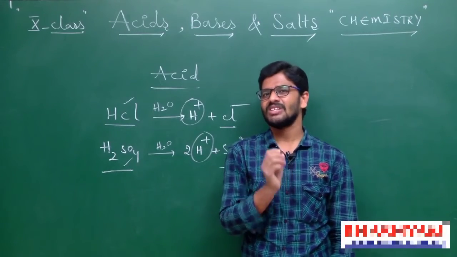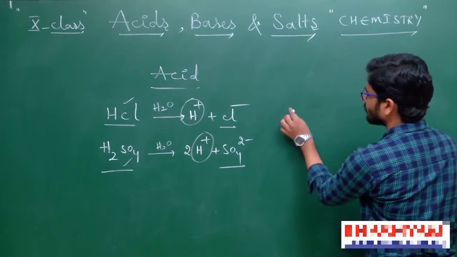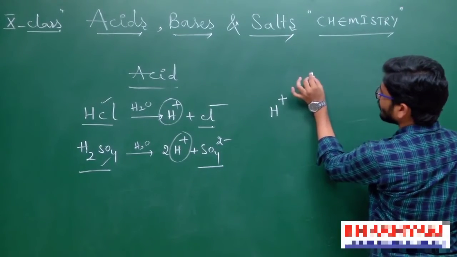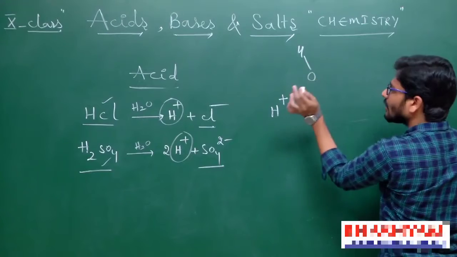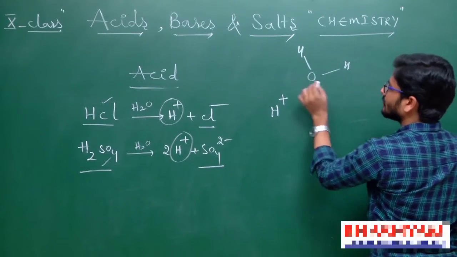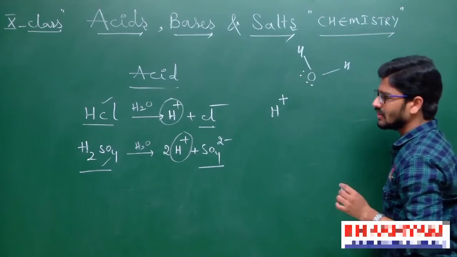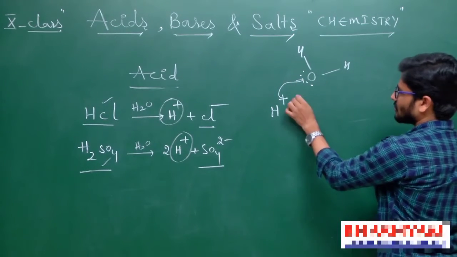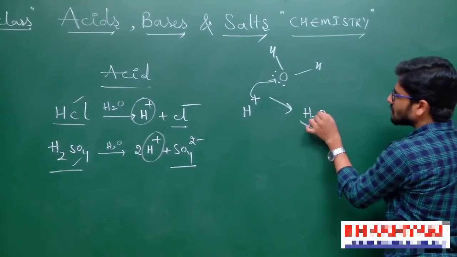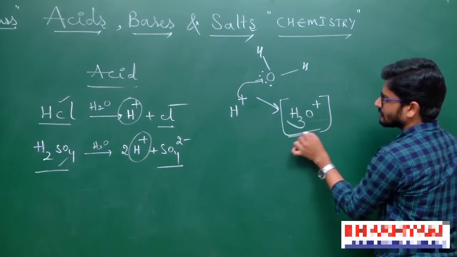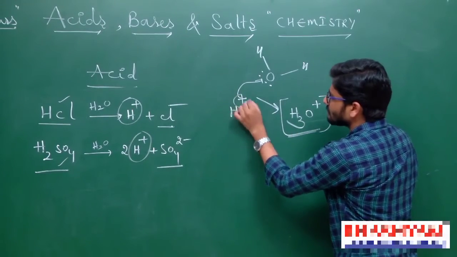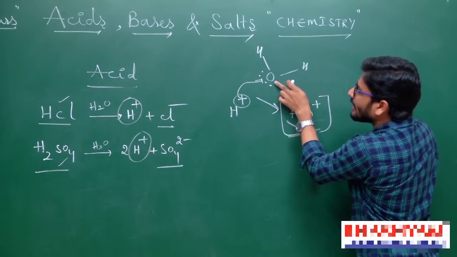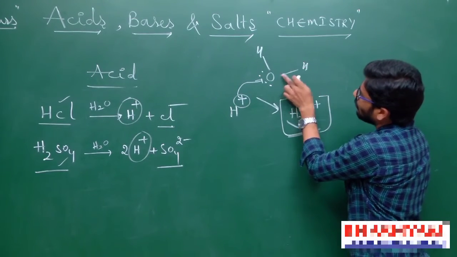This is hydration. Suppose I consider this H plus ion. In that solution excess water is present, and you know very well the structure of water. So this is H plus, this is water. This H plus reacts with water to form H3O plus ion. This is the hydrated form. Oxygen is more electronegative than hydrogen.